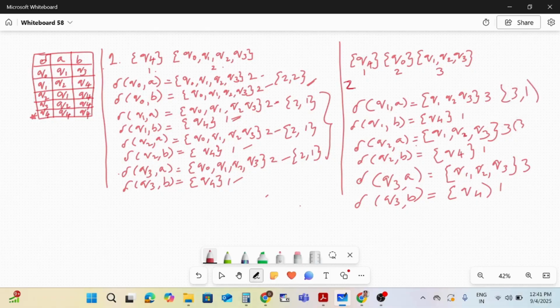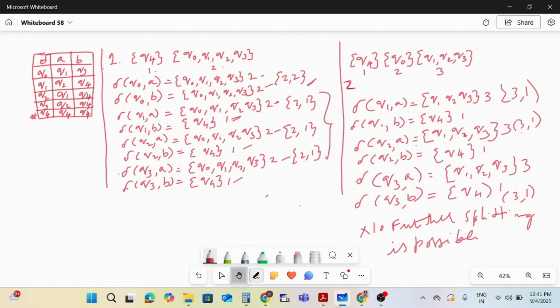This is also 3, 1. And this is also 3, 1. So you cannot split because it is all going to the same class. You cannot do further splitting. No further splitting is possible. So hence what we will do is that we'll stop at this moment and we'll draw the minimized DFA.